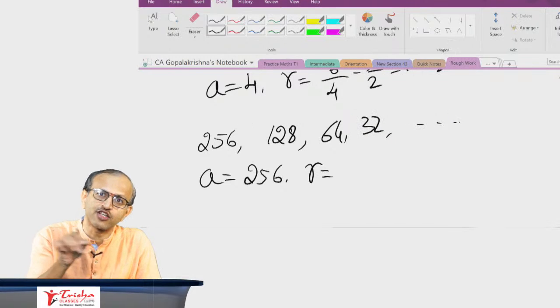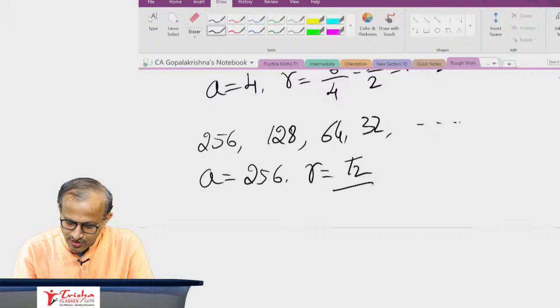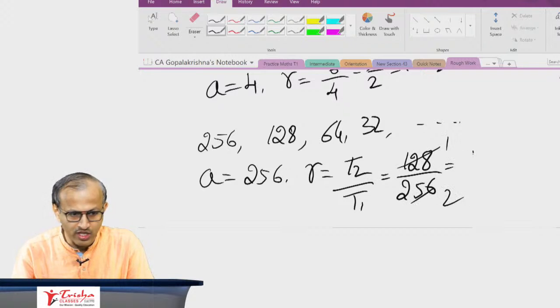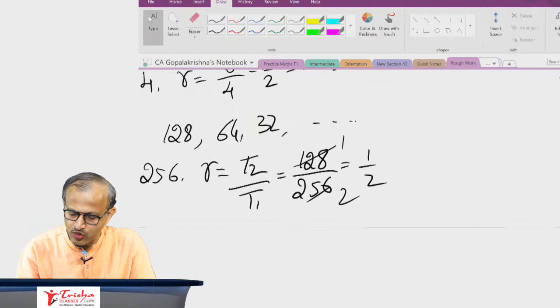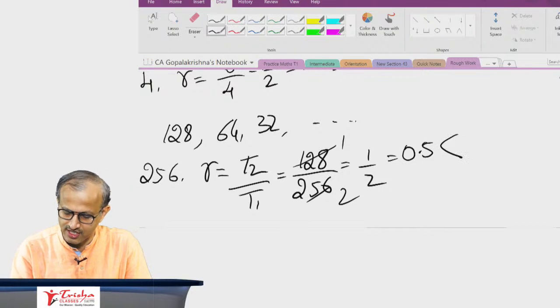256 divided by 128? No. T2 divided by T1. 128 divided by 256. It is 1 by 2. Is it 1 by 2 or 0.5? Is it greater than 1 or less than 1?